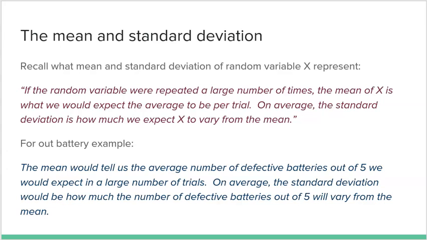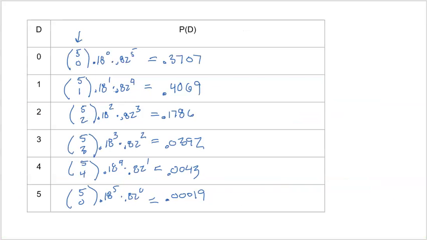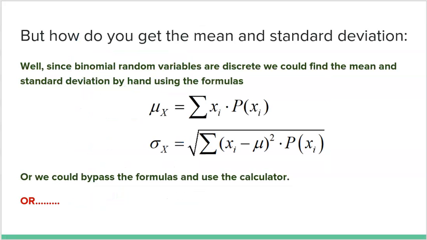So the big question now is, how do we find the mean? How do we find the standard deviation? Well, you actually have 3 ways. The first way is to use the formulas that we taught you for discrete random variables. Remember, a binomial random variable is a discrete random variable, so these formulas do work. To find the mean, take each outcome times its probability and add them all together. It's not too bad.